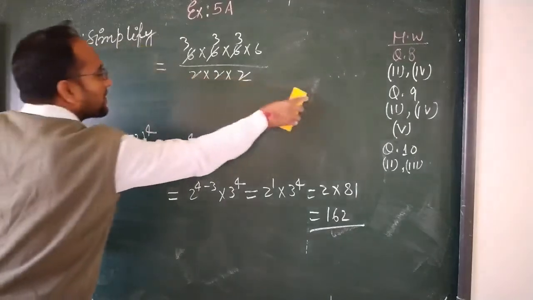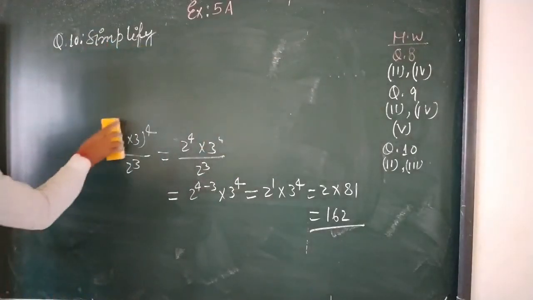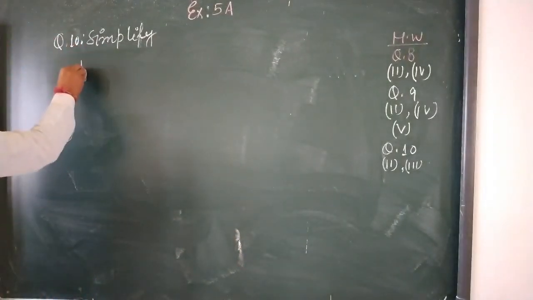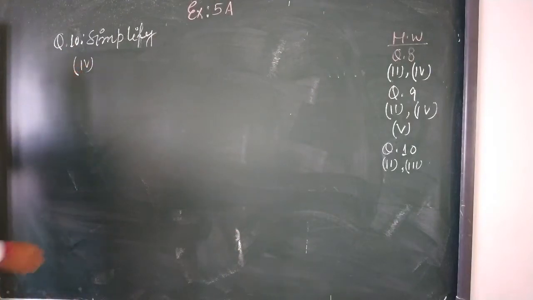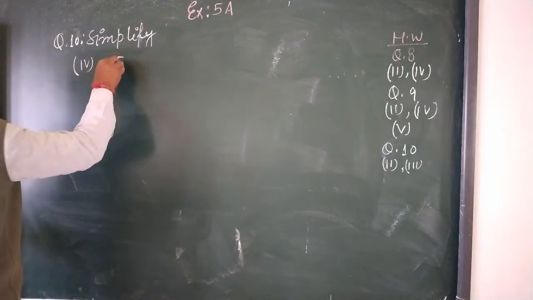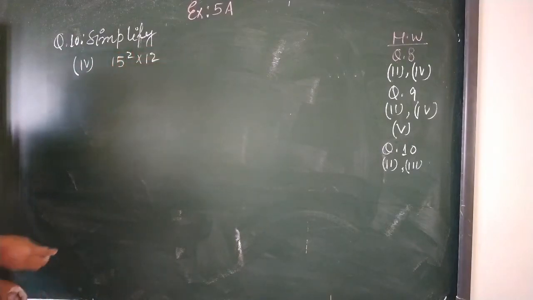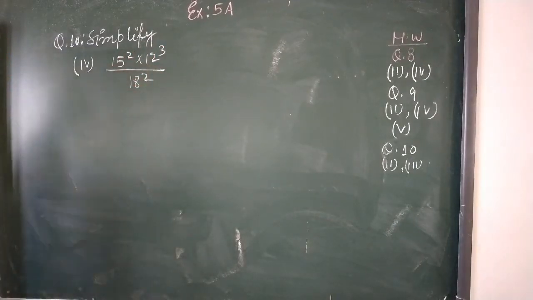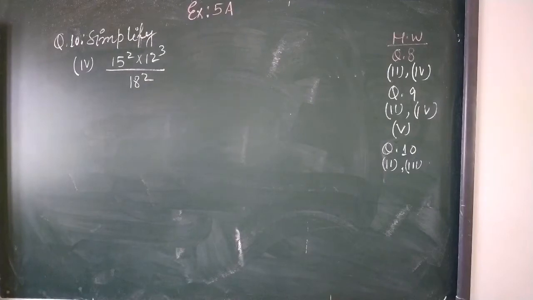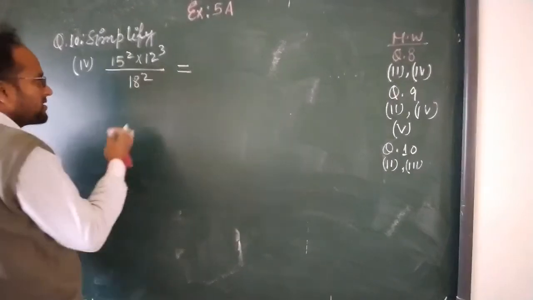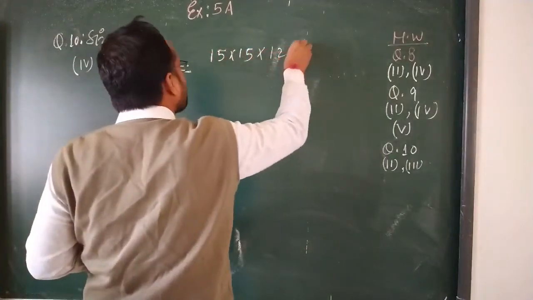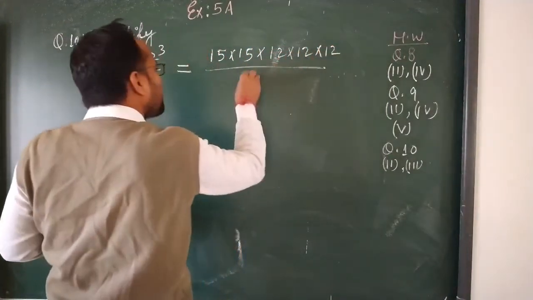I'm going to erase this one. Okay. Question number 4, one. 15 to the power 2, 12 to the power 3 upon 18 to the power 2, students. 15 to the power 2 multiplied by 12 to the power 3 upon 18 to the power 2, students. So in this case, there are two ways to solve this one. Same as the first method: 15 into 15 multiplied by 12 into 12 into 12. Okay, and then 18 into 18.